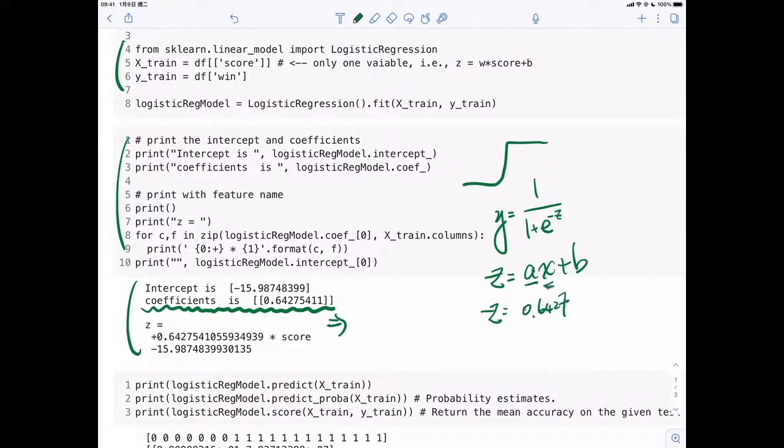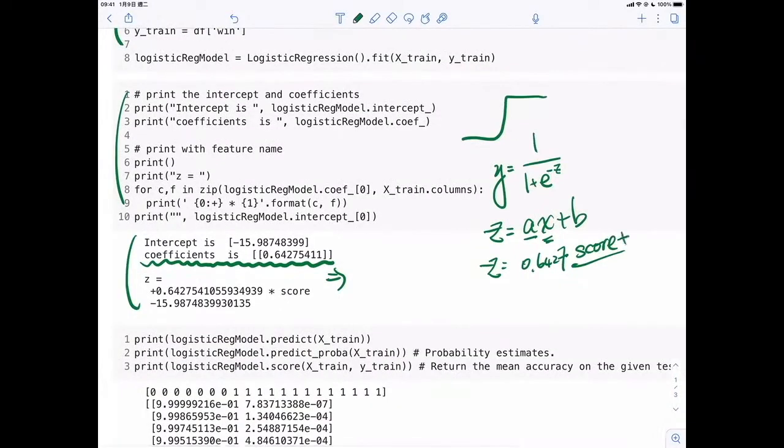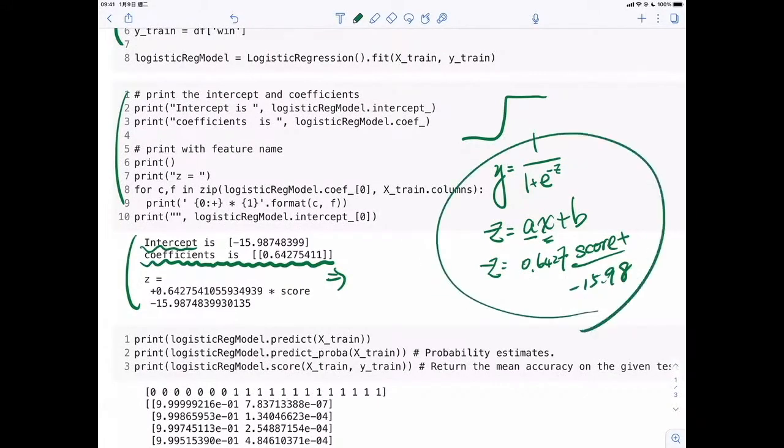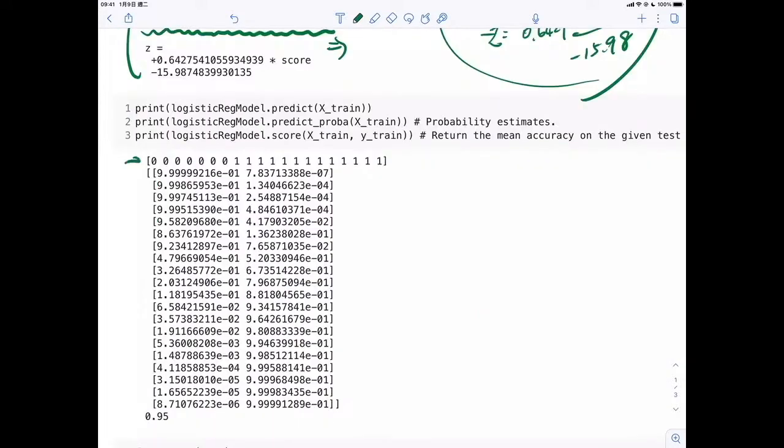The x right here is the score. Plus b is the intercept, which is minus 15.98. So that is logistic regression. You use these 20 data points, and the package will help you calculate all those likelihoods and try to find the optimized coefficient and the intercept, the values of a and b.